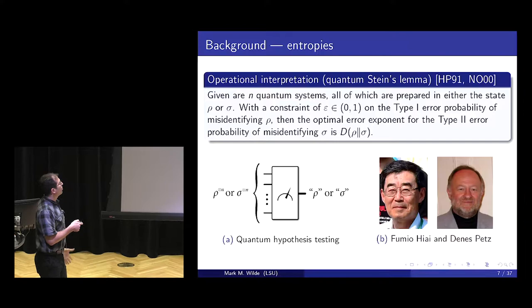If you put a constraint on the type 1 error probability, like a constant error constraint, and you're interested in the type 2 error exponent, Hiai and Petz proved in 1991 that the optimal error exponent is given by the quantum relative entropy. And so that generalizes the classical Stein lemma from Stein and Chernoff.